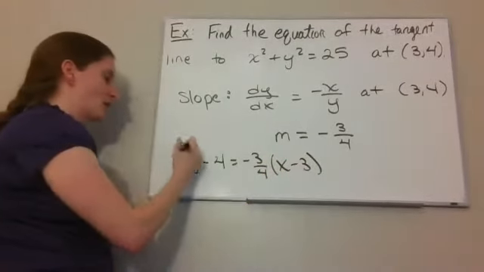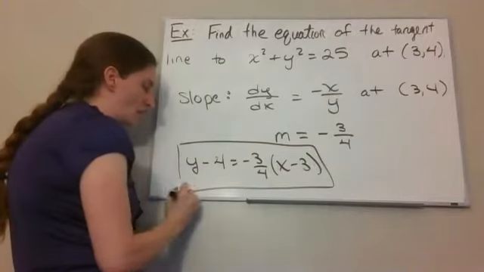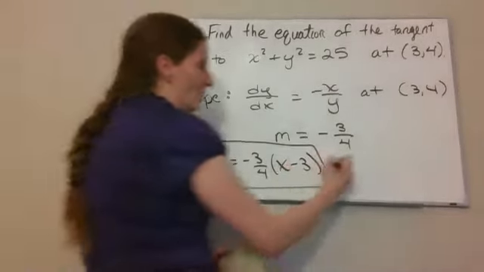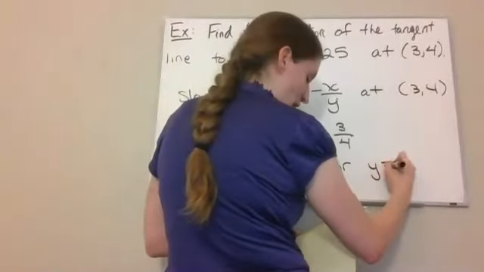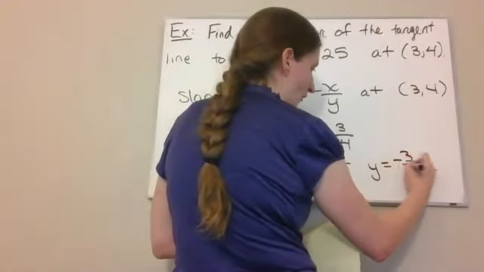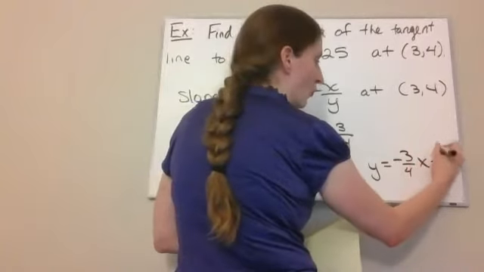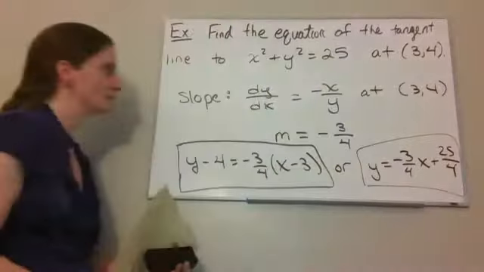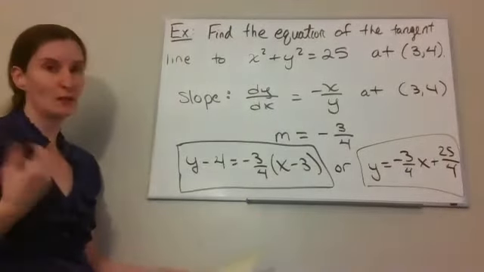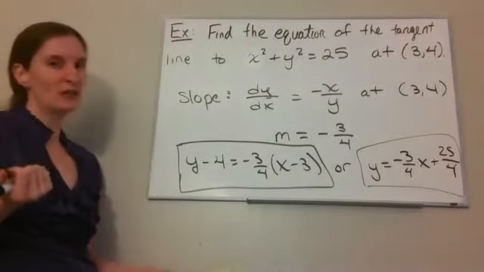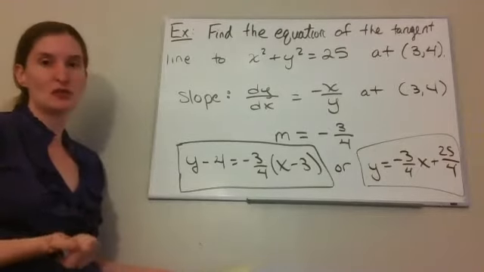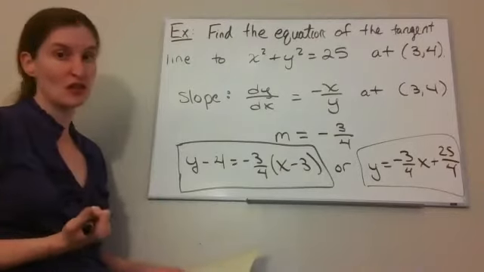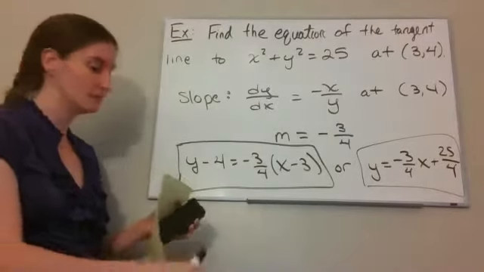And this is the equation of the tangent line to that circle at that point, if I keep it in point slope form. Or if I put it in slope intercept form, you'll get y equals negative 3/4 x plus 25 over 4. Either way is fine. And that's not too bad. So the point of this problem is that you can write equations of tangent lines to implicit curves as well. You just have to use implicit differentiation to find the slope of the tangent line.